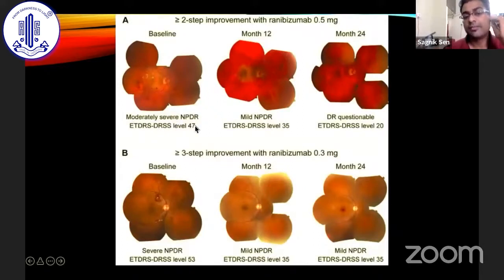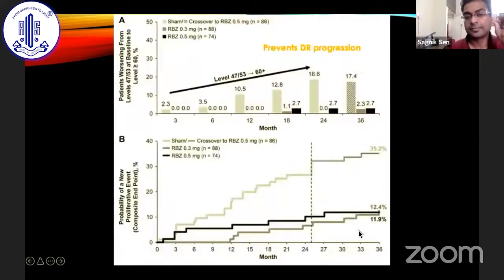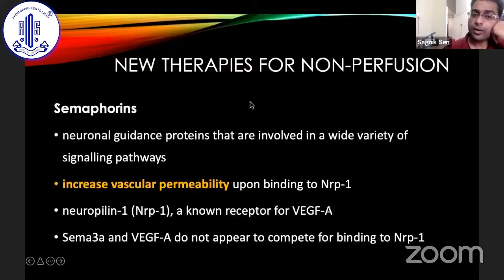So a patient of high risk PDR, you can see, has undergone 9 injections of anti-VEGF. Patient has regressed to mild NPDR, and has stayed stable over year 2. Similarly, this patient also had high risk PDR and has regressed to mild NPDR. This patient had moderately severe NPDR, level 47, which has reduced to level 20 after 2 years. And another patient who was at severe NPDR stage had reduced to mild NPDR. Again, repeated anti-VEGF injections have been shown.